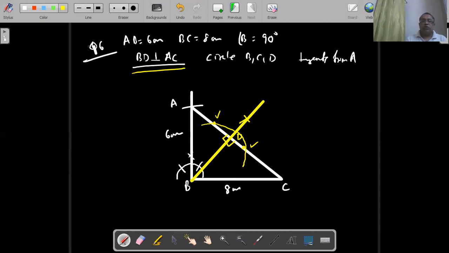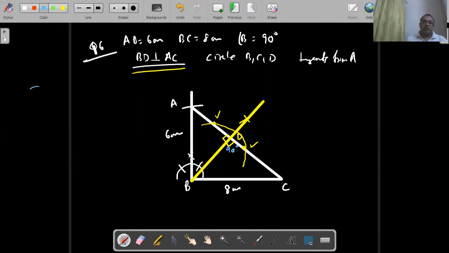Now we have to draw a circle passing through B, C and D. So we know that angle in a semicircle is a right angle. So this is 90 degrees, right? So if this is 90 degrees, angle in a semicircle is a right angle. That means this is a diameter.